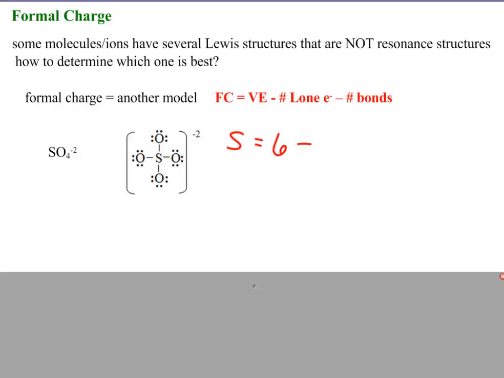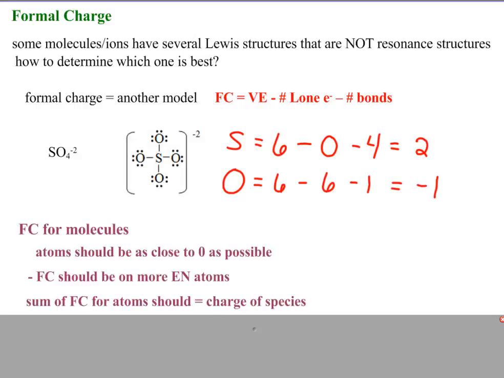Well, sulfur being in the middle has no lone electrons on it, so that's 0. And then minus the number of bonds. It has 4 bonds, so it's minus 4. The formal charge on sulfur is positive 2. Oxygen's valence electrons are 6. Each oxygen has 6 lone electrons, and each oxygen has 1 bond. So the formal charge on oxygen is minus 1.